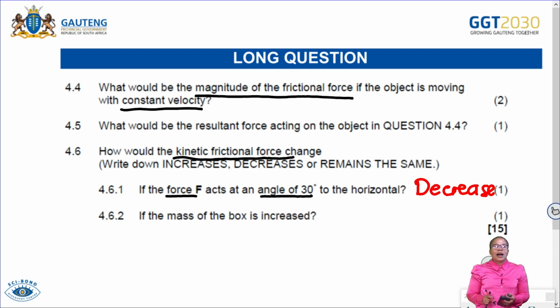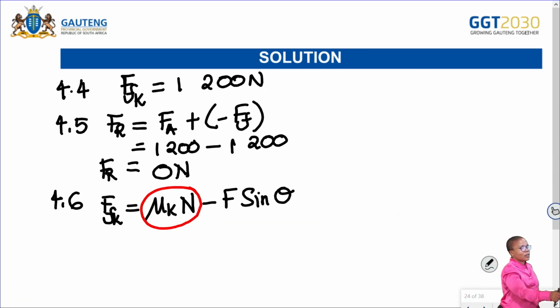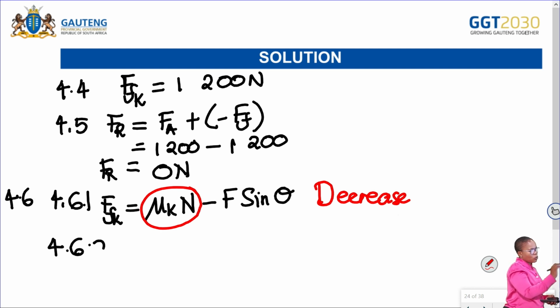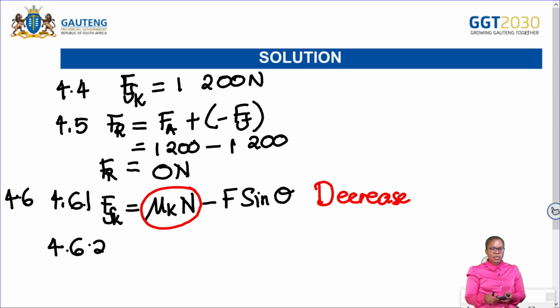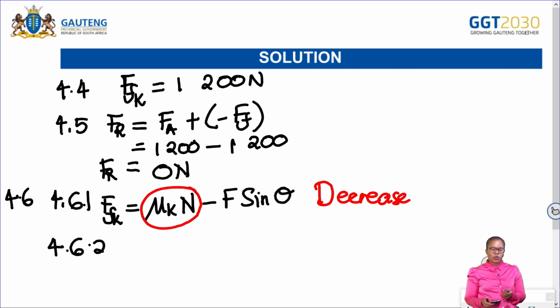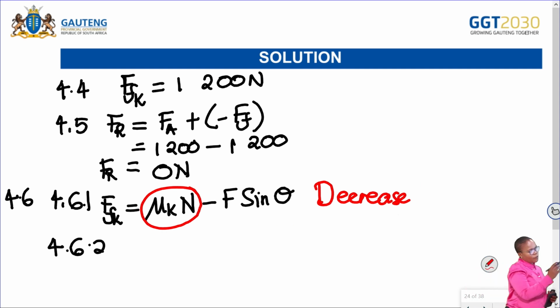And then, how will the kinetic frictional force change if the mass of the ball increased? Okay, let's put it into practicality again. So we said here the correct answer will be decrease. I think this is 4.6.1, and then this is 4.6.2. So we are asked, if the mass of the ball increased, what will happen to the kinetic frictional force?